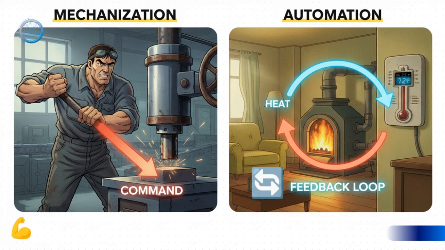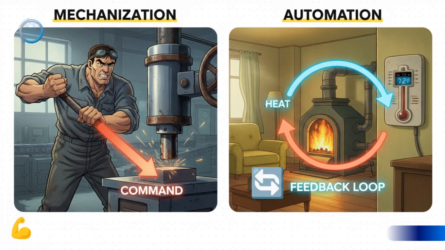And this slide shows that difference perfectly. Mechanization is what we call an open-loop system. A person gives a command, the machine does it. End of story. Automation, on the other hand, introduces a closed loop or a feedback system. The system can actually measure what it's doing, compare that measurement to a goal or a set point, and then change its own behavior to fix any errors.